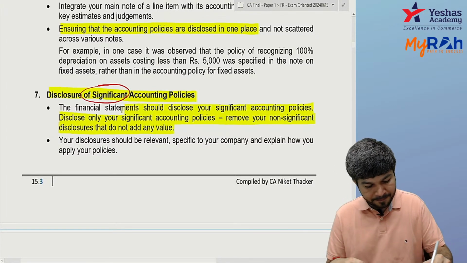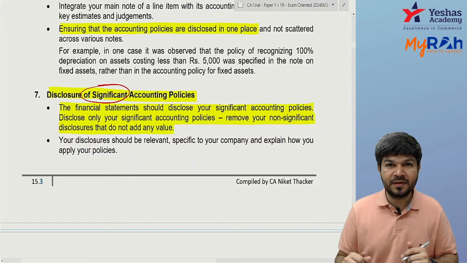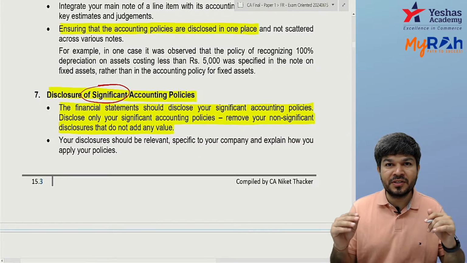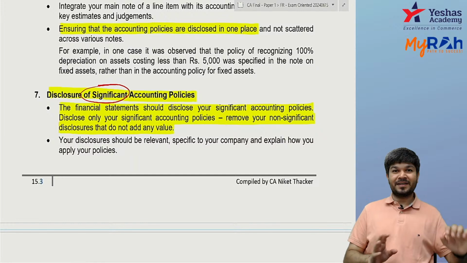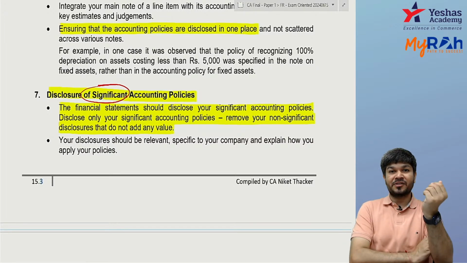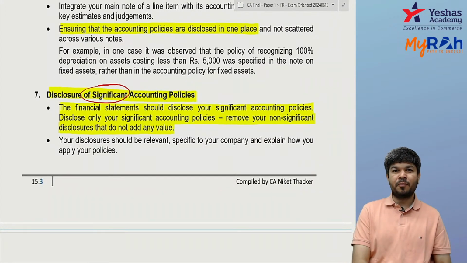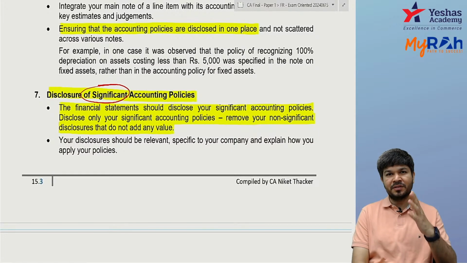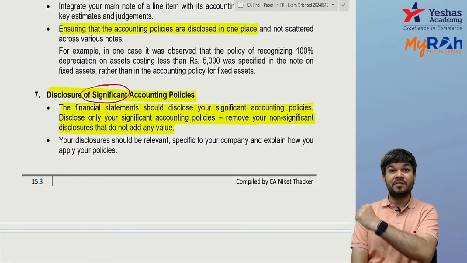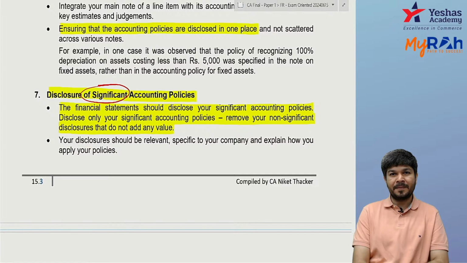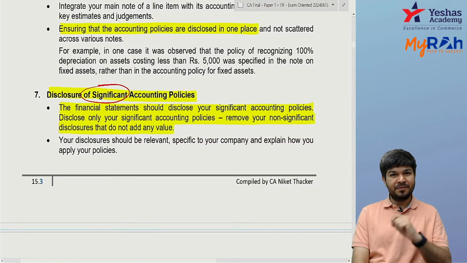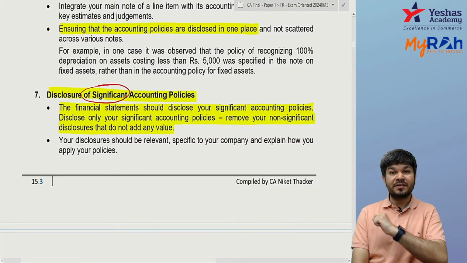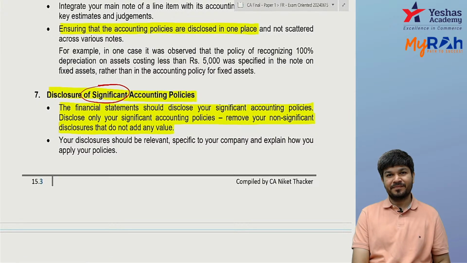I'll tell you one thing. Imagine there's a company which doesn't have any foreign exchange transaction at all. And they have disclosed their policy about foreign currency transaction. They have disclosed their policy about how they hedge the forward contract. Is it necessary? There's a company which does not have a single foreign currency transaction, but in my notes to accounts, I've written my policy about how we account for foreign currency transactions.